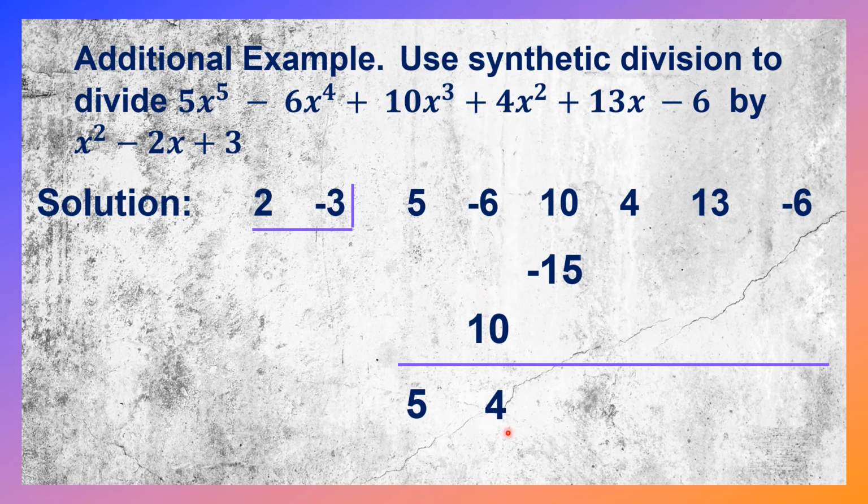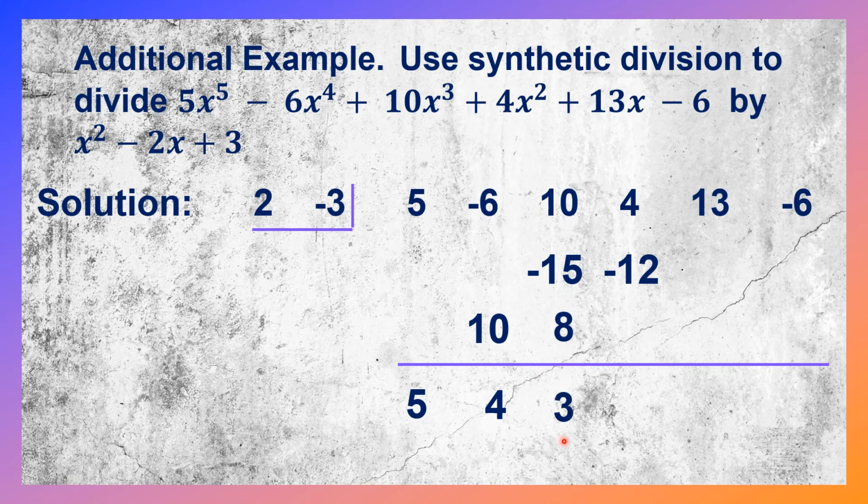Then, we repeat the process. We multiply this 4 by the two divisors, and the answers are written diagonally, like this. So, 4 times 2 is 8. Then, 4 times negative 3 is negative 12. Then, we add 10 plus negative 15 plus 8, which is equal to positive 3.